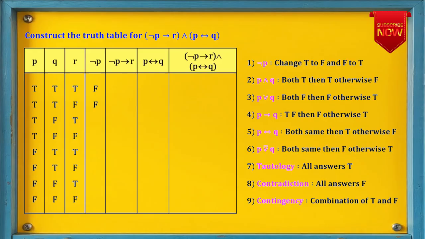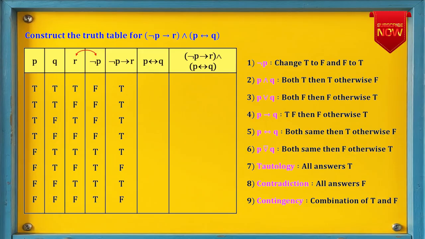Next not P then R. So these two we have to use conditional statement. See the conditional statement P then Q, first true, second false. Then the answer is false, otherwise true. So here not P then R, not P first, true, second false. That is only these two first true, second false. Here also this first true, second false. Then the answer is false, here first statement, not P, so first true, second false. We get the answer false, otherwise true. So all other answers true.